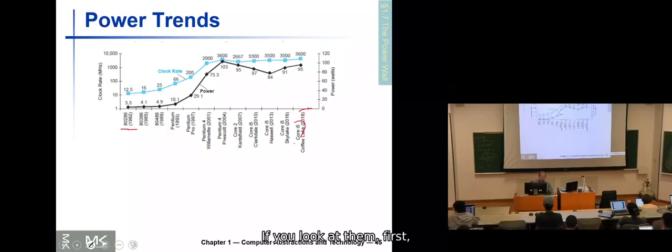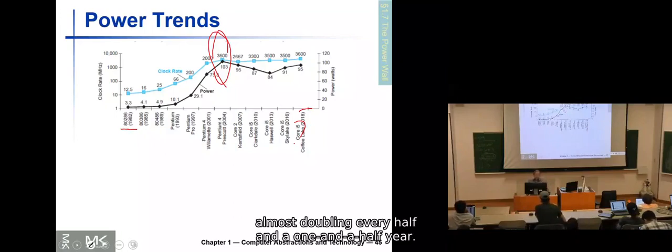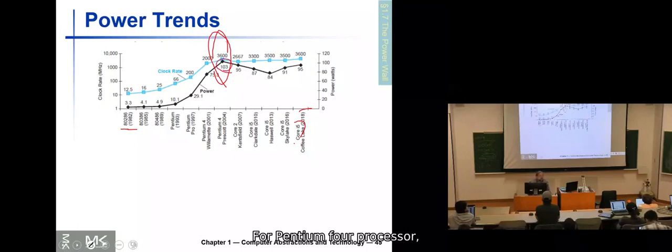If you look at them, first up to here, which is a Pentium 4 processor. Up to here, the clock rate is increasing with a very good slope, almost doubling every 1.5 years. And also the power is going up. It consumes more power. And it reaches 103 watts for the Pentium 4 processor, which is a large power consumption.